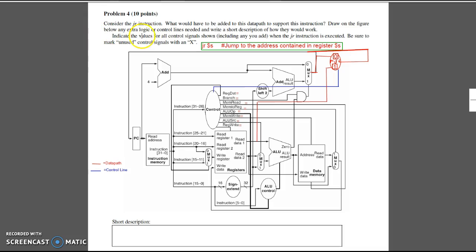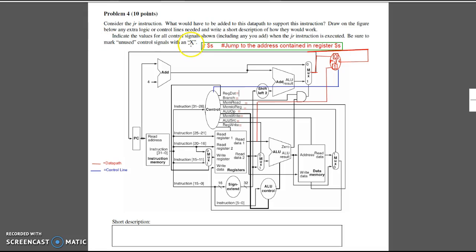Consider the jump register instruction. What would have to be added to this data path to support this instruction? Draw in the figure below any extra logic or control lines needed and write a short description of how they would work. Indicate the values for all control signals, including any we add, when the jump register instruction is executed. Be sure to mark unused control signals with an X. Now, just keep in mind that X means don't care for future use.